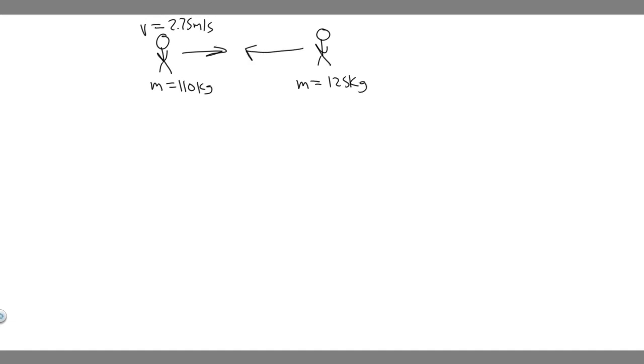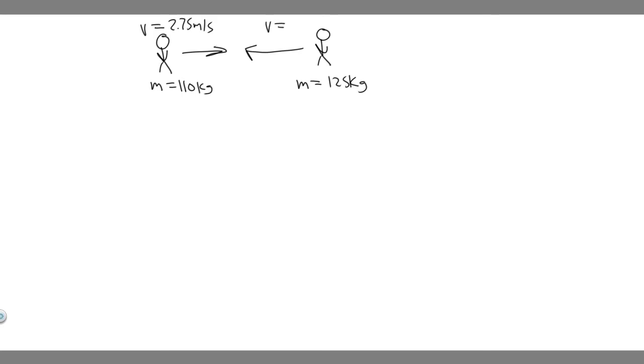So imagine we have two different linemen. Here's one, and he has a mass of 110 kilograms, and his velocity is going to be equal to 2.75 meters per second. So he's running this way. And so we have another one. Let's say this is our other lineman, and his mass is 125 kilograms, and he's going to be running towards the other guy, to the left.